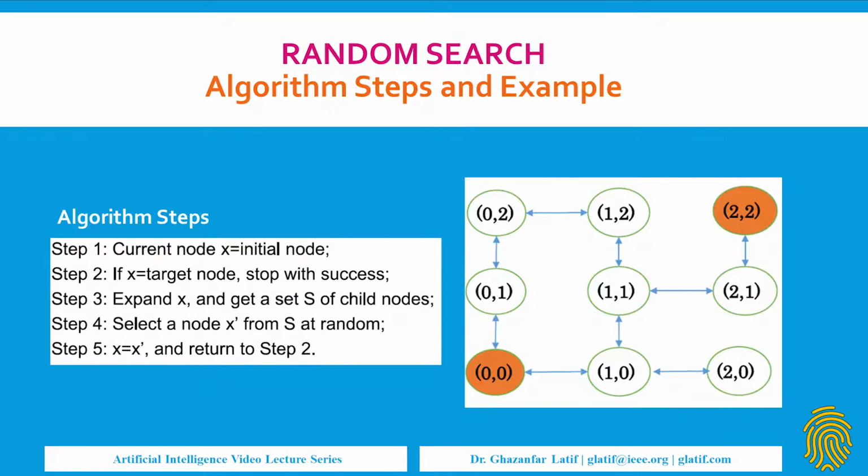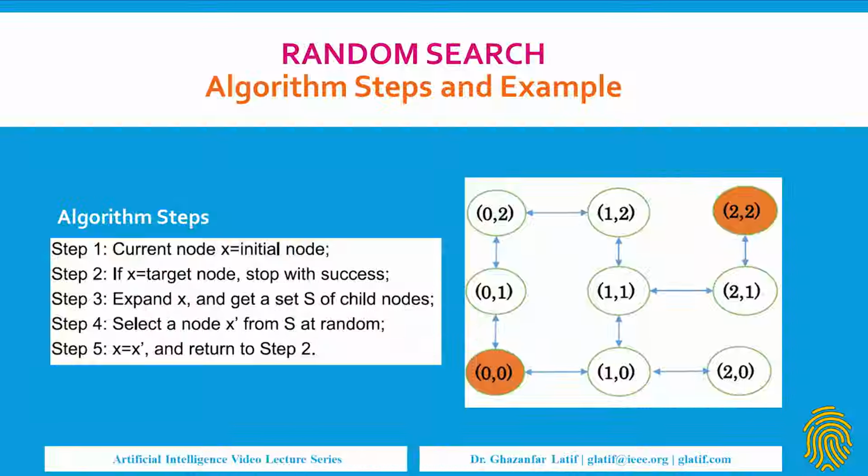So we will start from 0 0. We will visit different nodes and try to find out whether we reach the target node or not. So let's discuss. Step number 1: we set current node x equal to the initial node. Whatever the initial node is, in step 1 we will store it in the x variable. That is step number 1 of the algorithm.